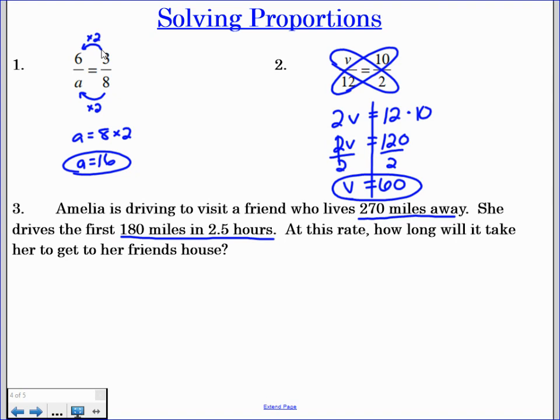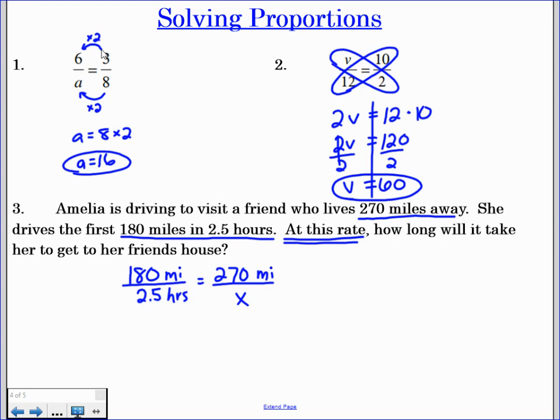I'm going to do this by setting up a proportion. And again, this is important when it says at this rate, because the problem is telling me to assume that she is traveling the same average speed throughout this trip. I can say that 180 miles took her 2.5 hours. So 270 miles is going to take her x amount of hours, and I just need to figure out what x is. I'm going to solve number 3 with cross products.